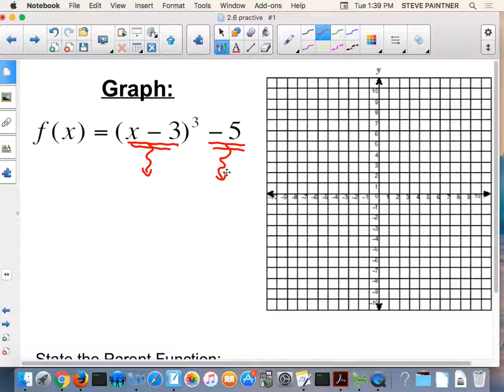Ransom, the -3 did what to the parent? Moved it right 3. Okay, Ransom says it moved it right 3. Would you agree with him or not? Yes. Even though it says -3, it's backwards. But it's inside parentheses, so think what? Opposite. It's forward. He's right. You got it right.